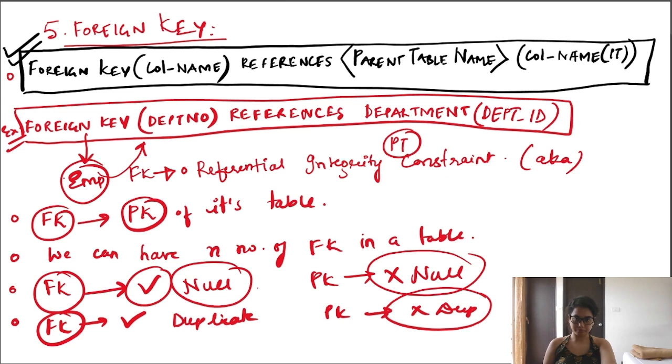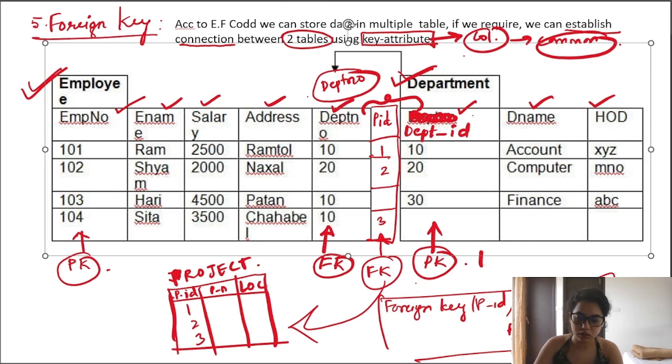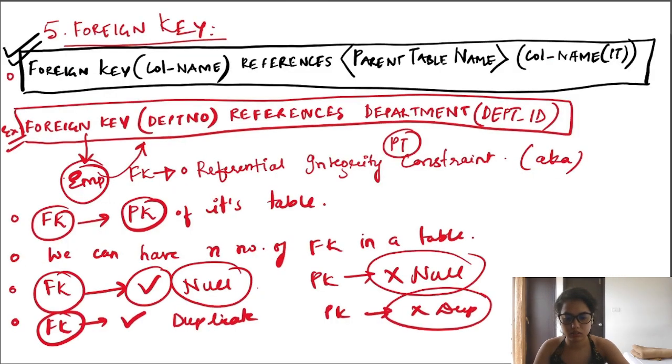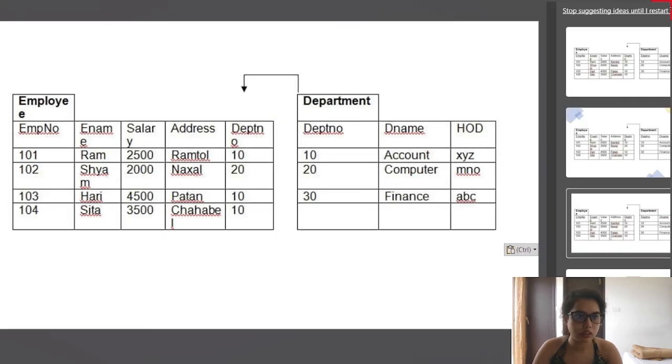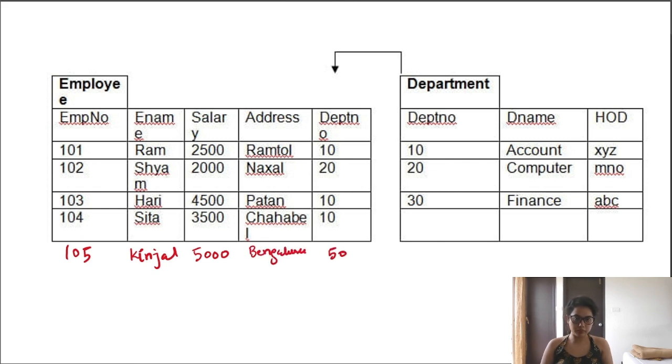Now understand why. Suppose I have this table. Let me copy this table. Now I have this table, and suppose I have one more record here, 105, which is Kinjal, with a salary of 5,000, with the department 50. Suppose I try to insert this record in the employee table. It will throw me an error.